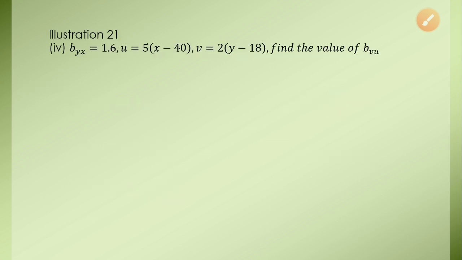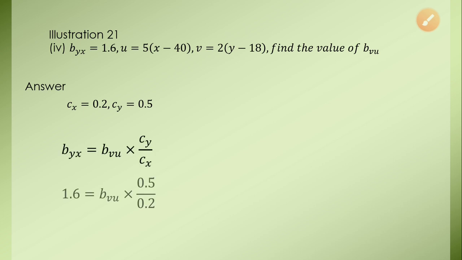Again in the last sum, same, multiplication is 5 and multiplication is 2. So cx you have to take as 1 by 5 and cy you have to take as 1 by 2. Now if you solve this, you will find the answer like this.